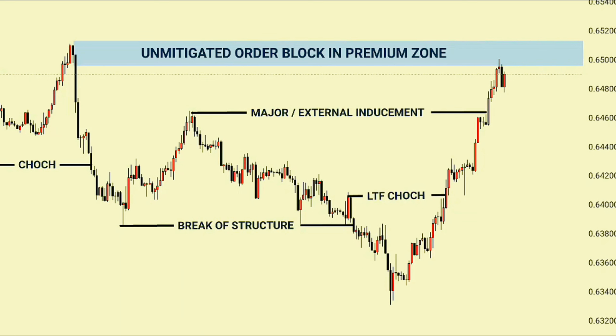This process is called inducement because traders are being encouraged to enter early. Institutions need these orders to create liquidity for their large positions. When enough traders are trapped inside this range, the market is ready for a strong move. After inducement, the price moves into the premium selling area to fill institutional sell orders.